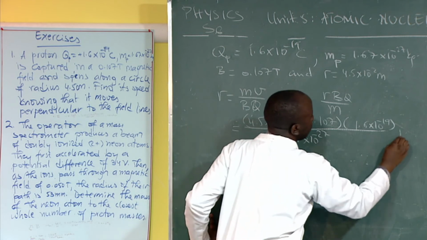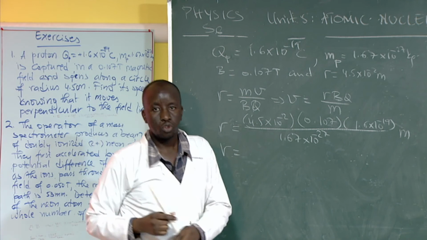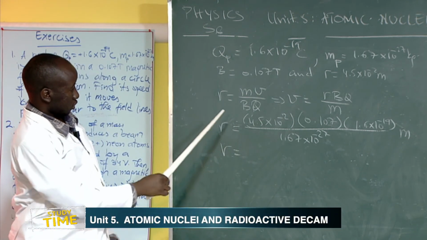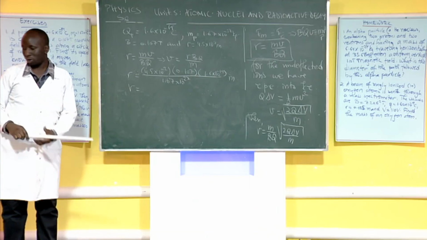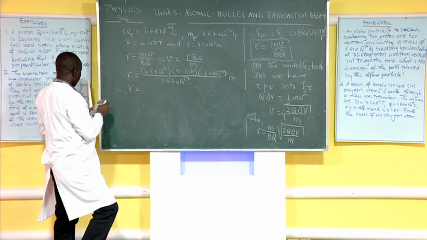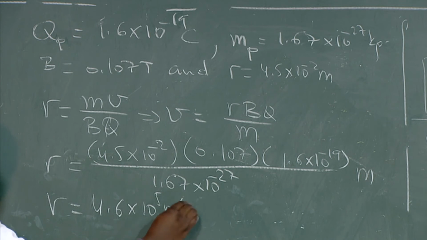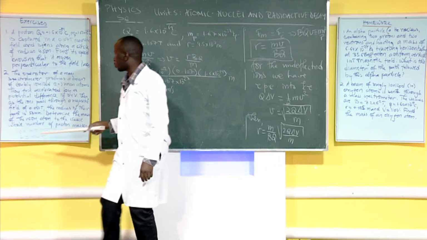So the answer here will be in meters per second, and then we end up having what? Please, can you calculate? You have a minute now to finish calculating this. Some seconds, and then here we go. I hope that we have calculated that this is going to be 4.6 times 10 to the power 5 meter per second. This is the radius.